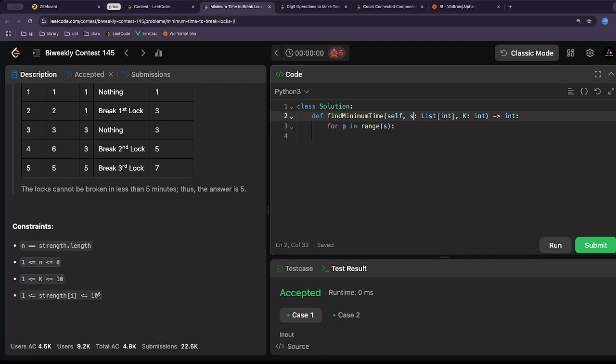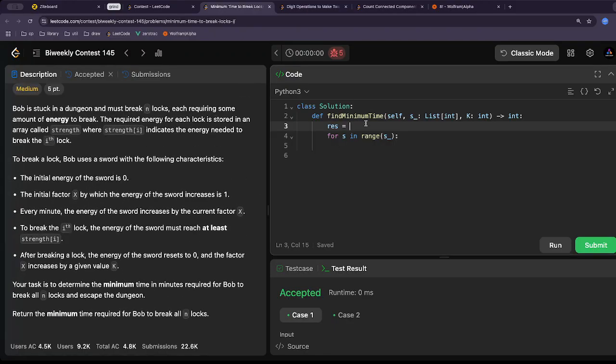Okay, so this is our strengths, right? And we're going to try to find a minimum. So let's initialize this with infinity, and now we want to go over the strengths. Remember that x is the factor, as they call it, which is initially 1. So we add an S for plural, and this is the strengths of the current one.